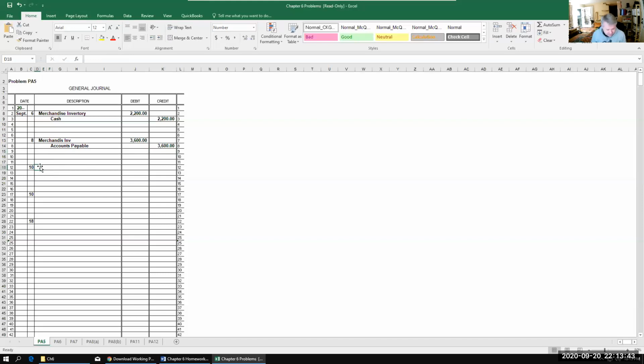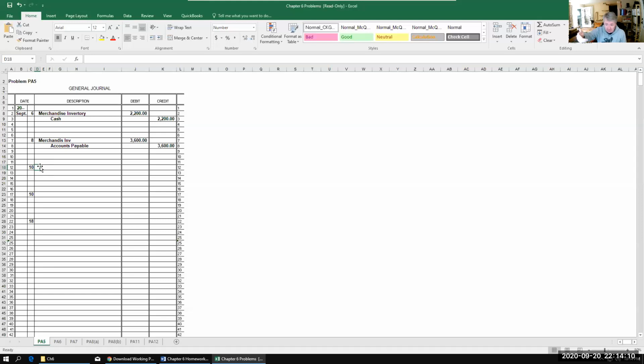Oh no! We've discovered that 10 of these birdhouses are damaged from the September 6th purchase. This is the cash purchase. And we return them for a full refund. We also discovered that 10 of the birdhouses we bought from the supplier are painted the wrong color. We keep them since the supplier granted an allowance of $20 per birdhouse. Pretty nice. Okay, so for the first one here, just a straight return.